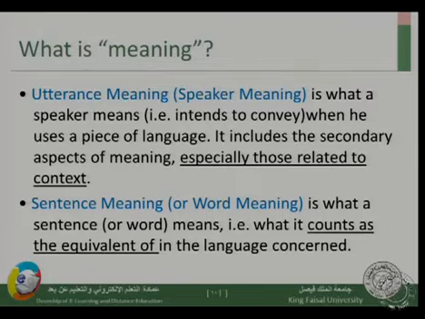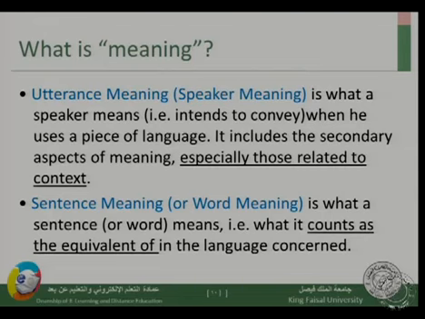We are taking these aspects of meaning that might not be looked at if we don't have the intention of the speaker in mind. So, utterance meaning or speaker meaning is what a speaker means when he uses a piece of language. This is the first definition.